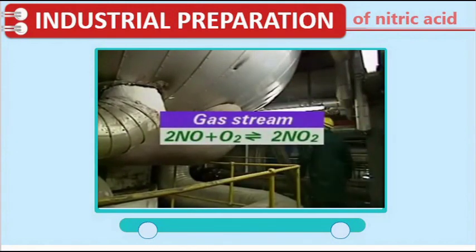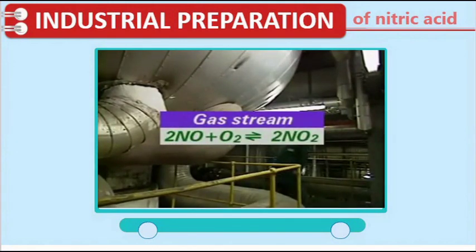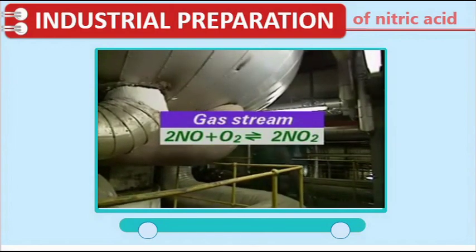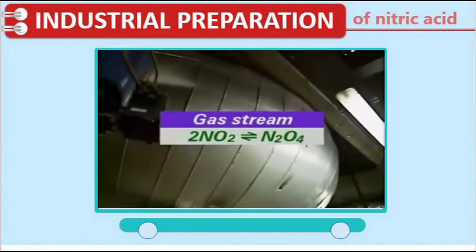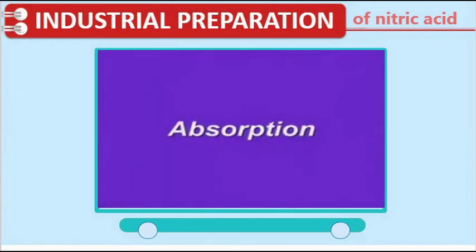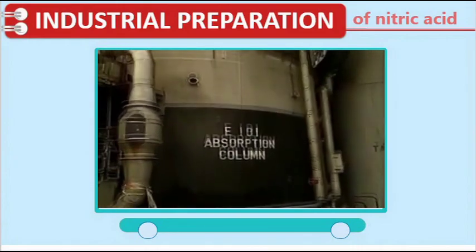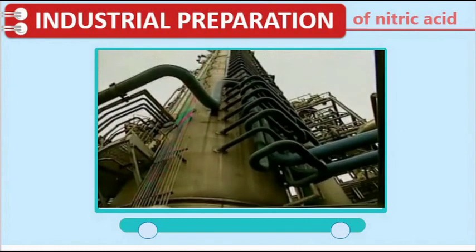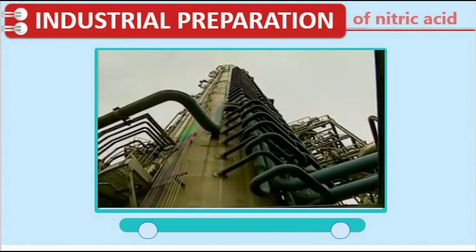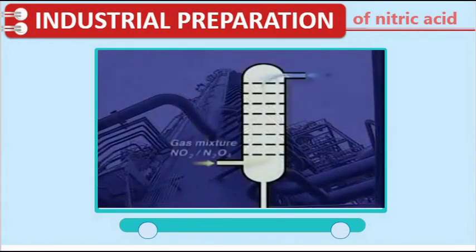In the gas stream, the nitrogen monoxide is oxidized by excess oxygen to a mixture of nitrogen dioxide and dinitrogen tetroxide. The mixture passes to the base of the absorption tower. The gases rise up the tower and through a series of slotted trays. Water runs down the tower. A reaction occurs to produce an approximately 69% solution of nitric acid.